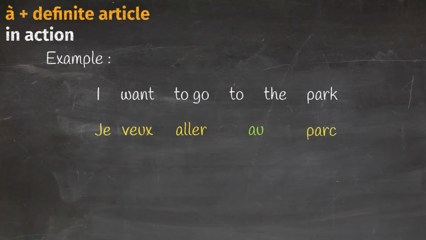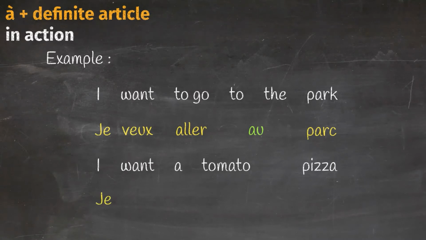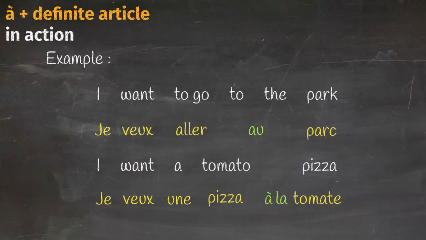Good, good. Another example. I want to say, I want a tomato pizza. I, je; want, veux; a, une; pizza, pizza; with, à la; tomato, tomate. All right, I can see à plus la, and no combination is needed. The sentence is already correct. Je veux une pizza à la tomate.